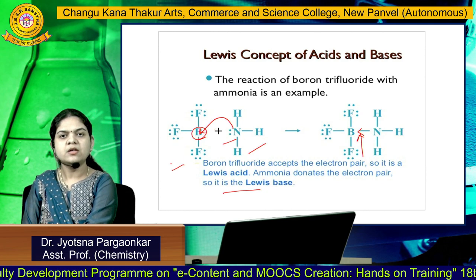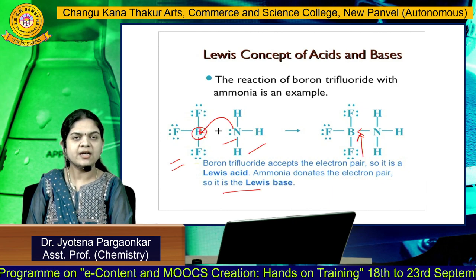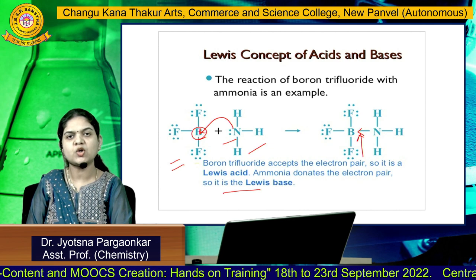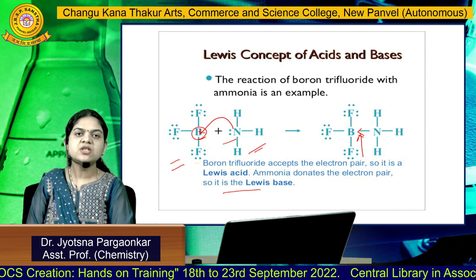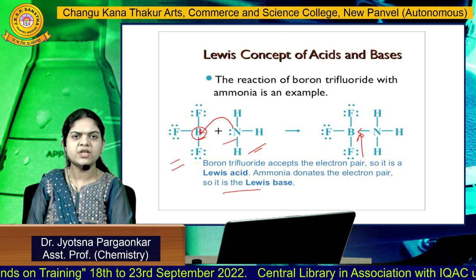That's why BF3 is known as the Lewis acid. So we can define that a Lewis acid is the species which accepts the electron pair, and ammonia is the species which gives the electron pair. So ammonia here acts as a Lewis base.